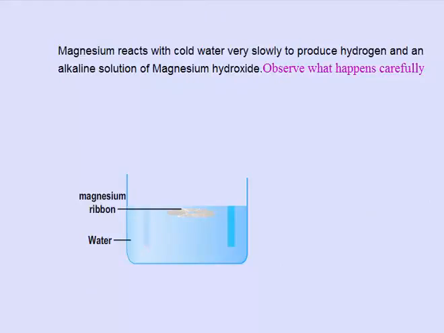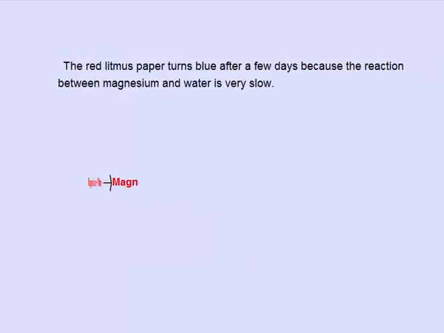Magnesium reacts with cold water very slowly to produce hydrogen and an alkaline solution of magnesium hydroxide. The red litmus paper turns blue after a few days because the reaction between magnesium and water is very slow.